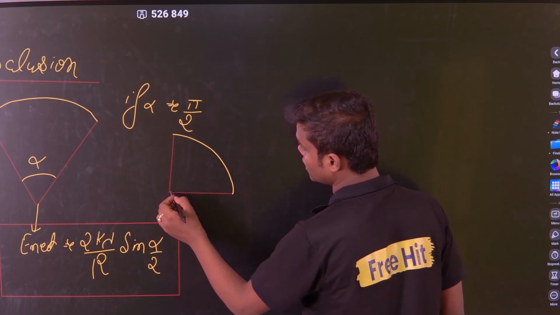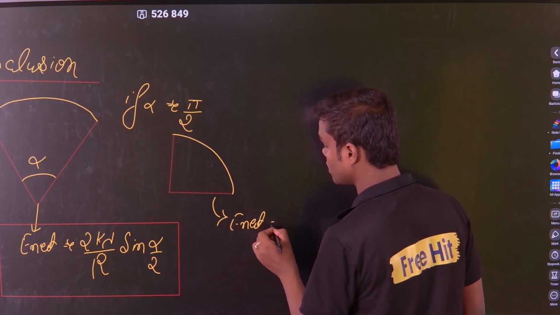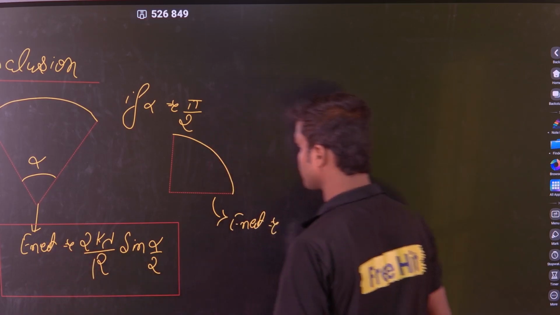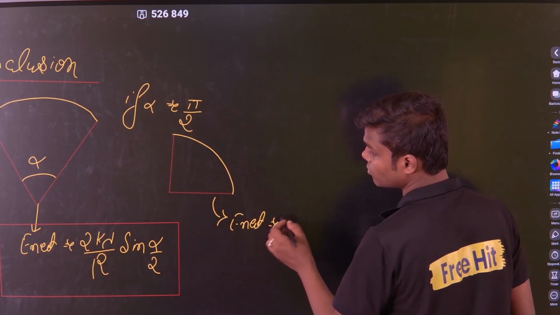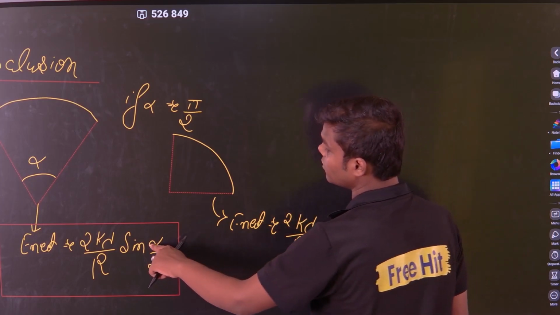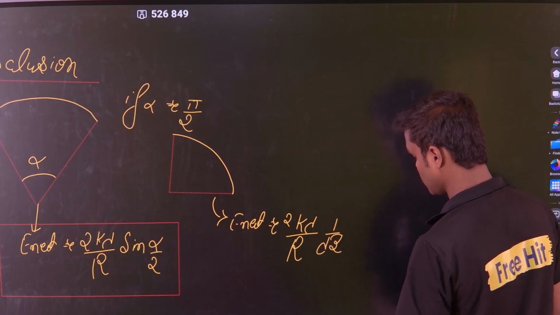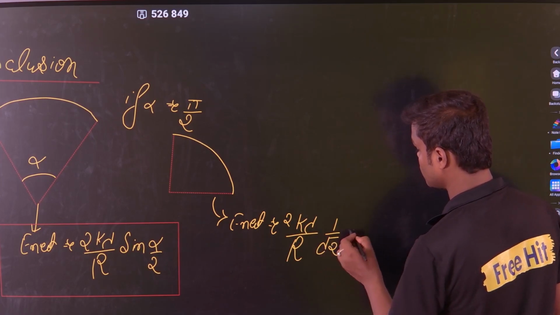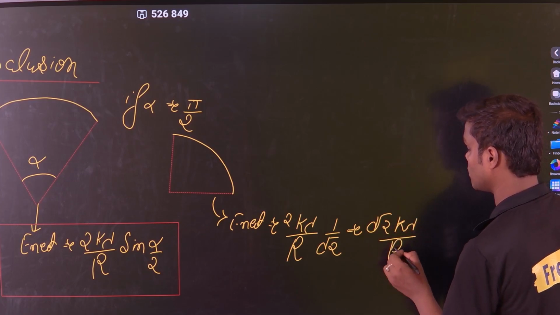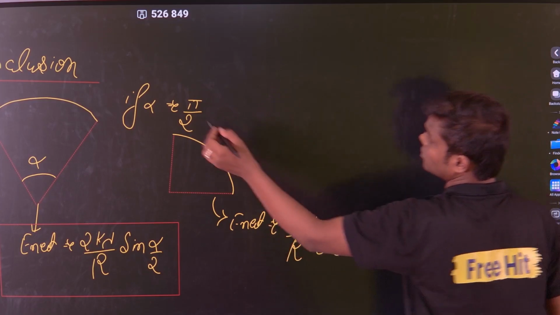So for this, what is the net electric field? E net. Remember, it is the net component of electric field. So what is E net? You can put alpha equal to pi by 2, so this will be pi by 4, and sine pi by 4 is 1 by root 2, correct? So this value you will get is root 2 k lambda by r, correct? Any doubt? This is one example.